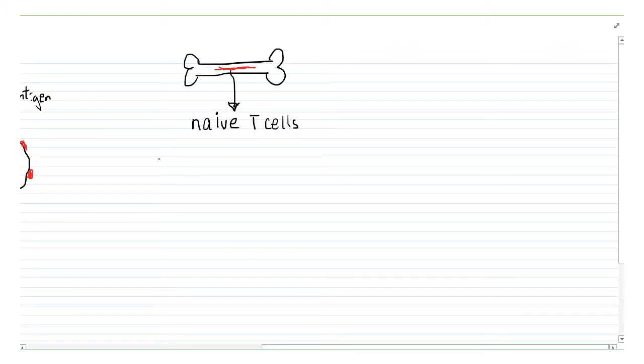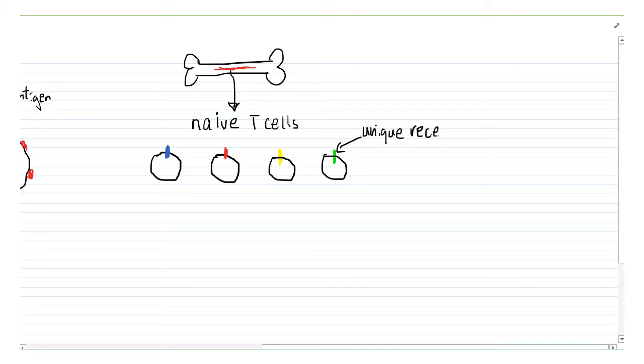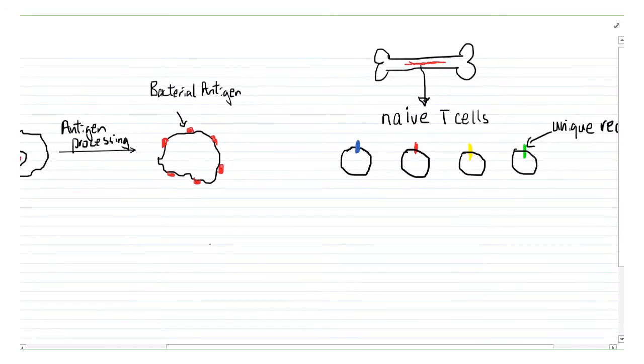And you're going to have different types of naive T cells. You're going to have a naive T cell with a blue receptor, maybe a naive T cell with a red receptor, and all these receptors are going to be created by gene shuffling. So it's all random. You might have one with a yellow receptor, one with a green receptor, and so you get the idea, right? Each of these naive T cells will have a unique receptor. And again, you get this receptor by shuffling your genes, by splicing different introns in and out and connecting different exons together, and you will be able to get a unique receptor.